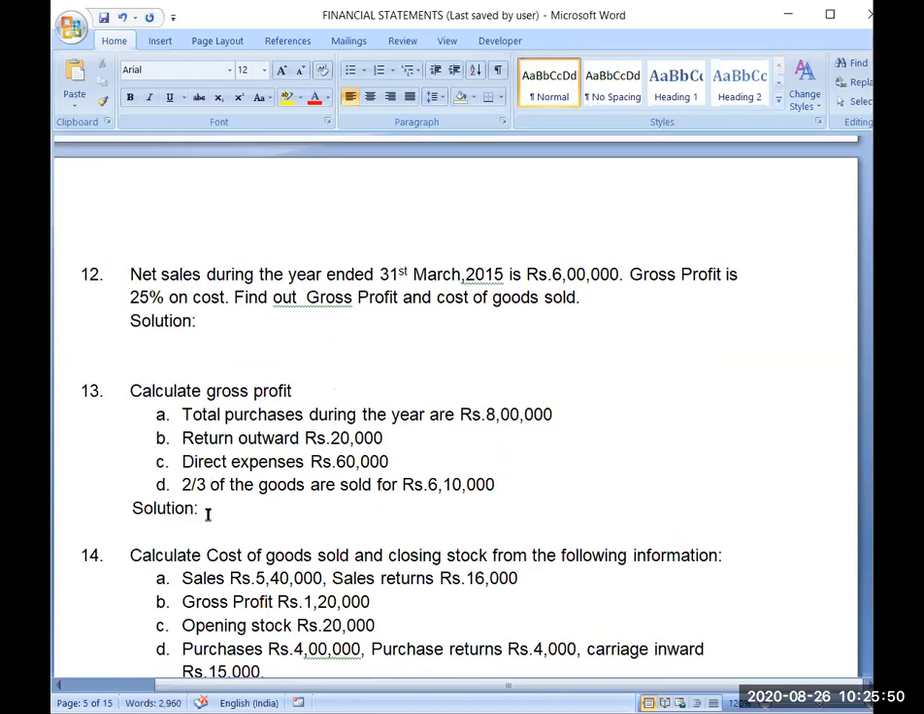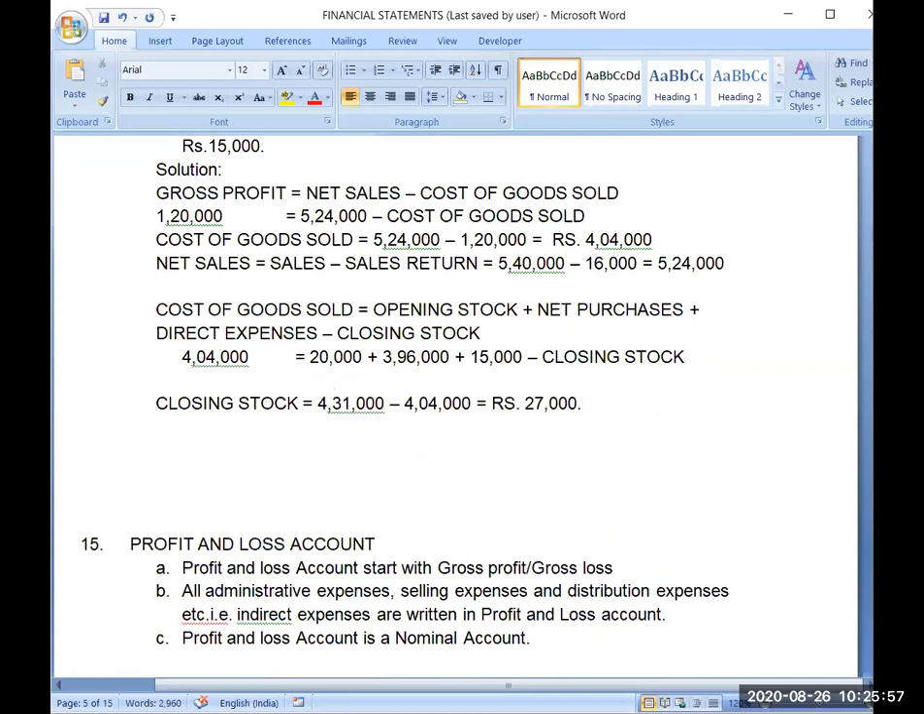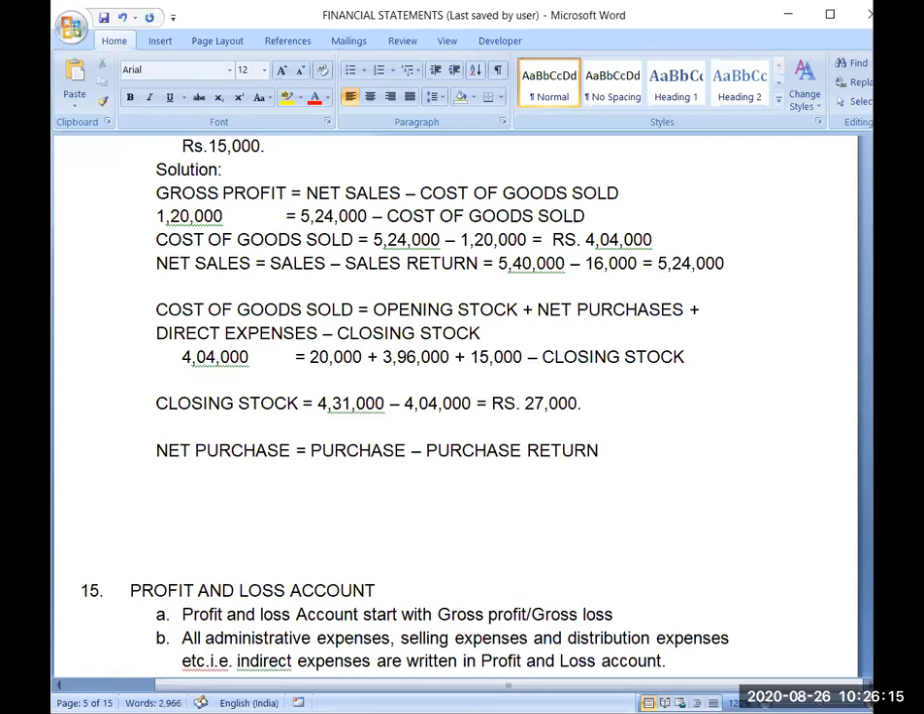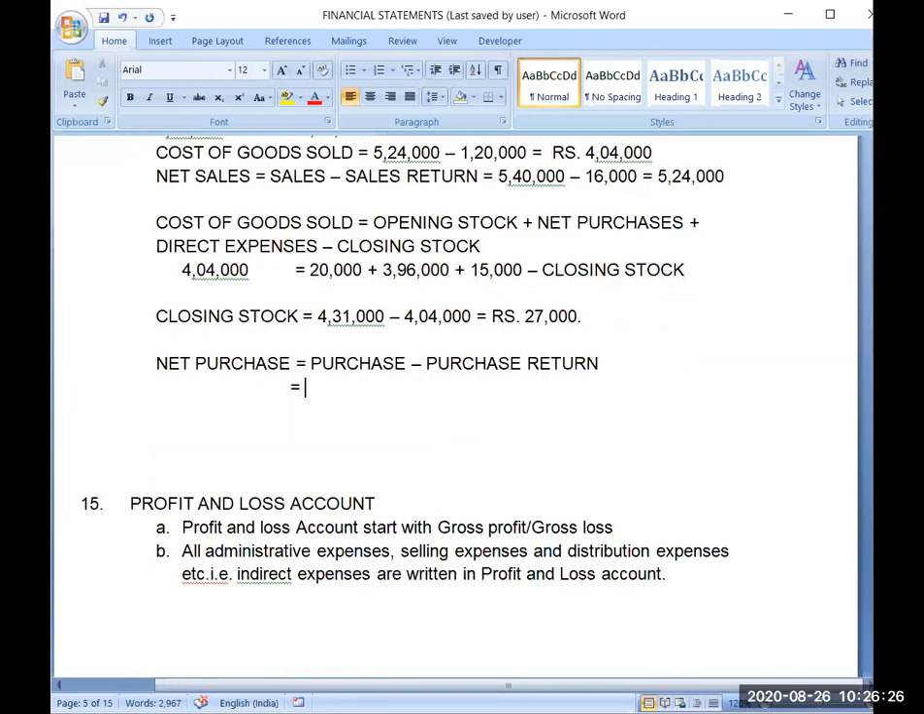Now coming to the next question. See this question. Calculate gross profit. And here I should also calculate the net purchase, and I have to show how I got the net purchases. Net purchase is equal to purchase minus purchase return. Purchases are given to you as 4 lakh minus 4,000. So 4 lakh minus 4,000 is rupees 3 lakh 96,000.